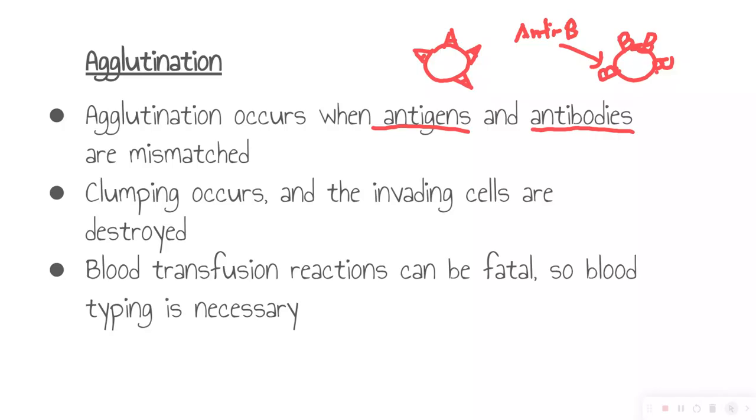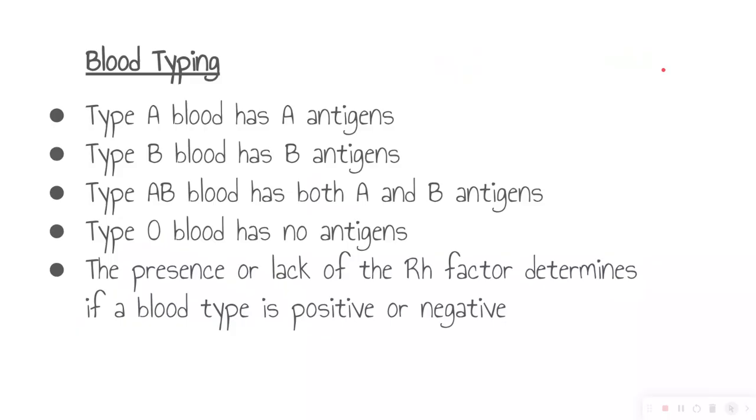And this is going to cause clumping. And the invading cells are going to be destroyed. So we're going to destroy these invading cells, these foreign cells, from the donated blood. Blood transfusion reactions can be fatal, and this is why blood typing is necessary. Blood typing is necessary if you're going to get a blood transfusion of any type, because you don't want those antibodies and those antigens to be mismatched, because those antibodies will attack the antigens and destroy the foreign blood cells.